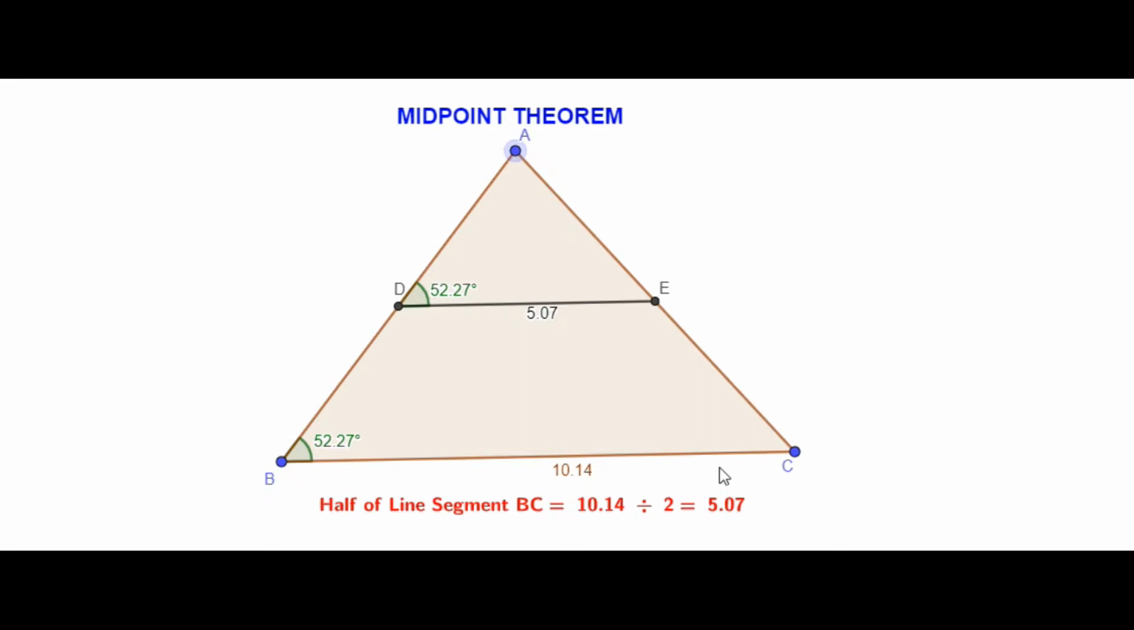I've taken the base length as 10.414 units, and I've taken D and E as the midpoints of the side AB and side AC respectively. Now I've joined those midpoints D and E with the line segment, and we've also taken the length, which is 5.07 units, as we can see. And if you see, half of line segment BC, which is 10.14 units, divided by 2, that gives us 5.07. And so you know that DE is now half of BC.